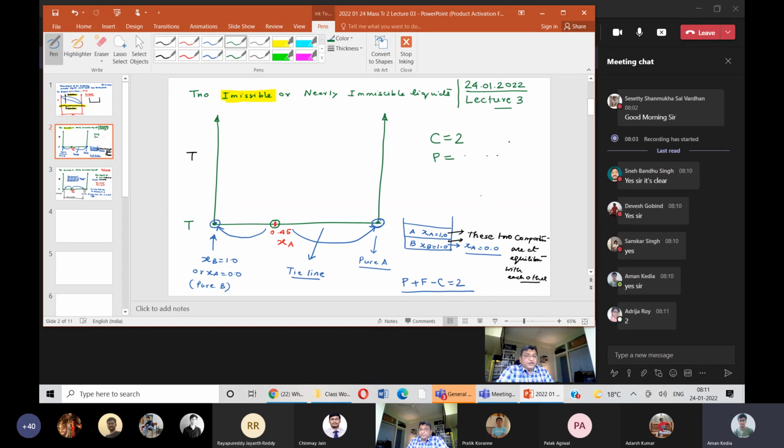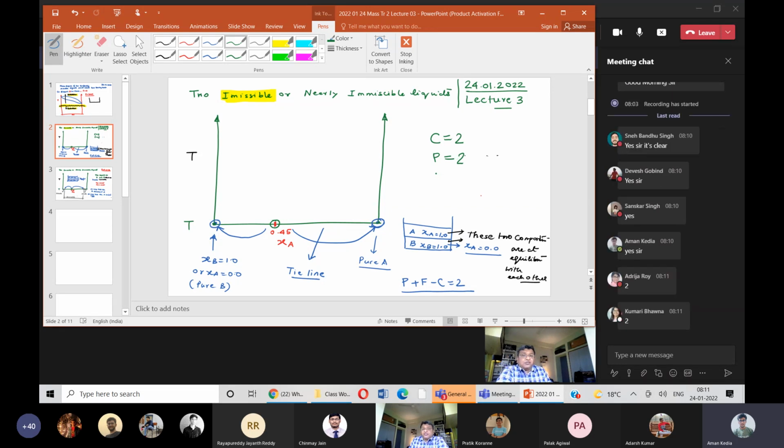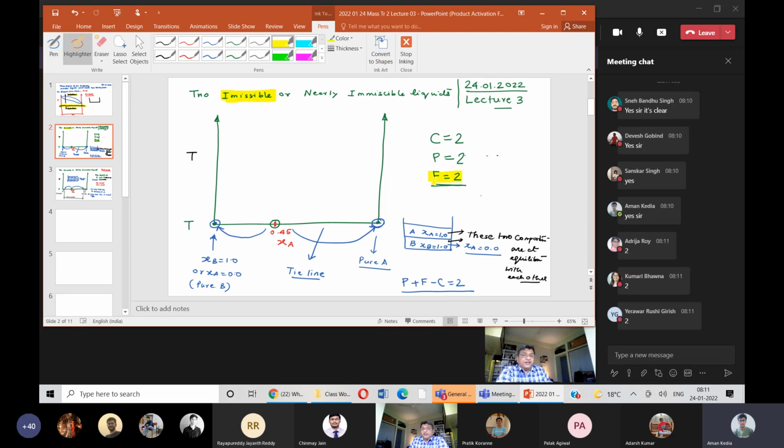Rishi Aravar, are you there? Adrija, good, 2. Number of phases is 2. Oil and water you think of, both are liquid, but they are 2 different phases. So what is your degrees of freedom? In fact, I probably should not have triggered this right now. Degree of freedom is 2. It's not 3 anymore. So everybody can take note that here the degree of freedom is 2.